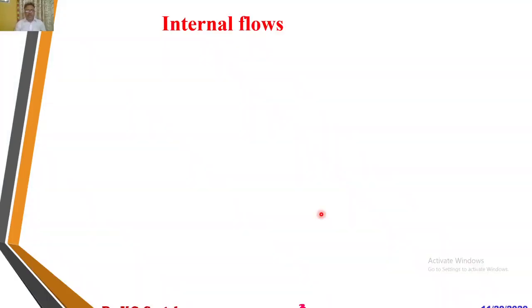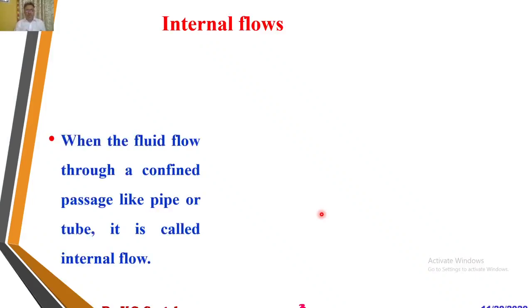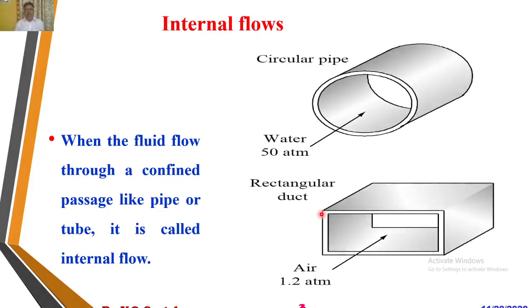So let us first define what we mean by internal flow. Whenever the fluid flow is taking place through a confined passage like a pipe or tube, it is called internal flow. The cross-section of the pipe through which fluid flow is taking place may be either circular, rectangular or square in shape.